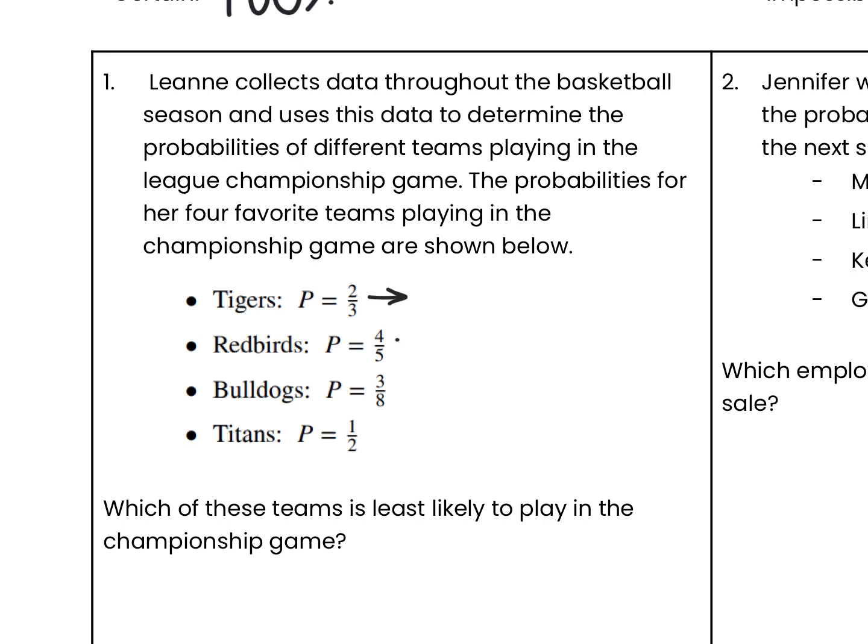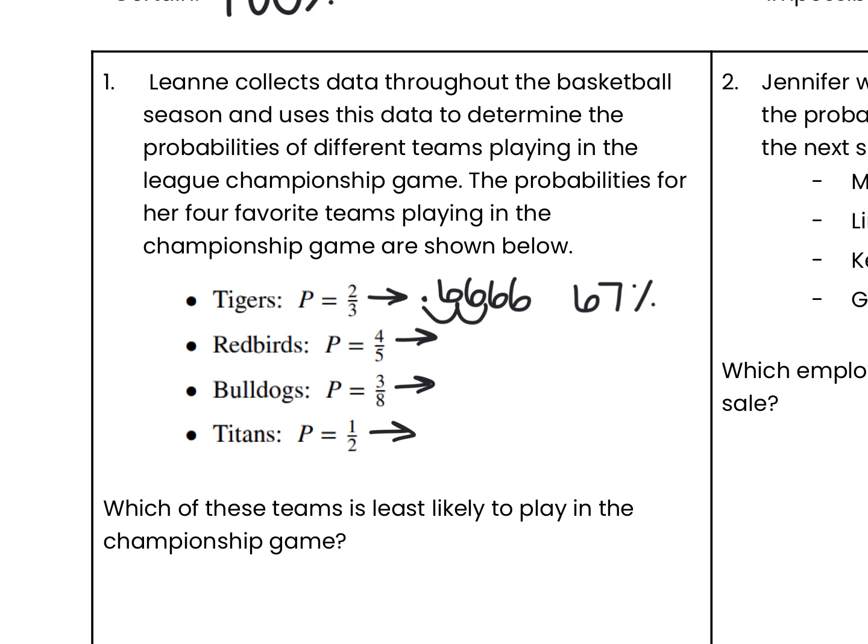In order to compare them easier, I'm going to change all of these to percents. So I'm just going to use my calculator and divide them. 2 divided by 3, I get 0.6 repeating. So I'm going to put a few down just so I can move my decimal twice to turn this into a percent. Move it twice, I get 66.6, or about 67%.